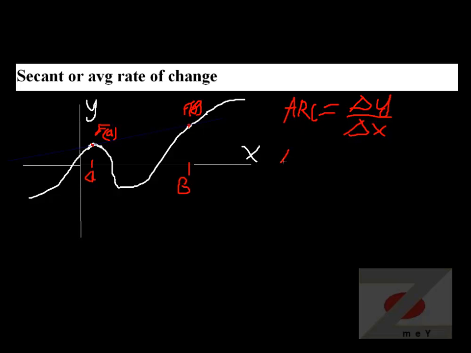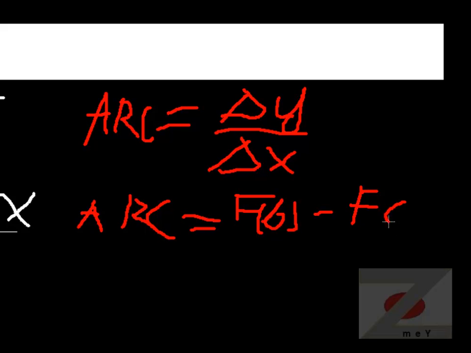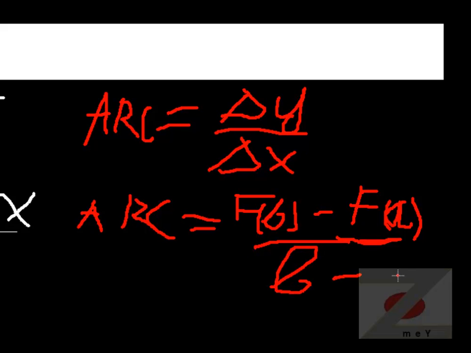But in other words, I'm just going to rewrite ARC equals f of b minus f of a, divided by b minus a.